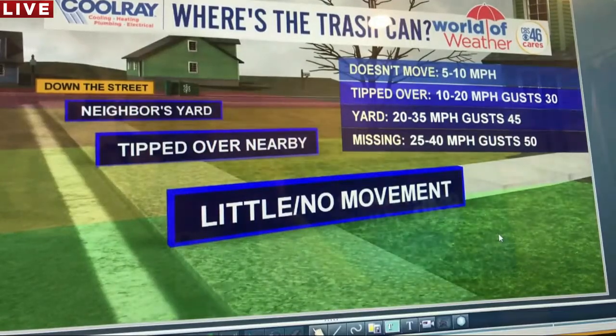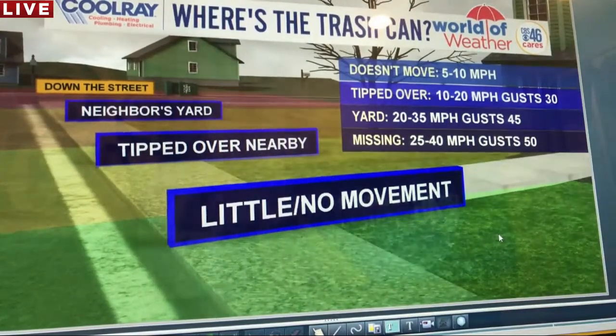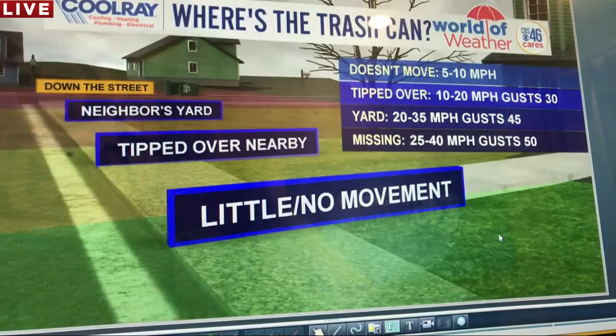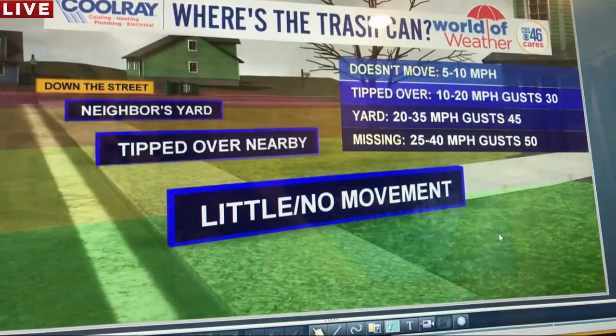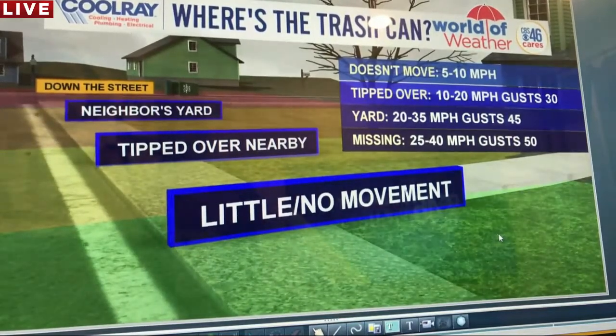Now, tomorrow, we are going to see those winds start to pick up a little bit. The winds tomorrow are going to be from the south at 10 to 15 miles an hour, but we are going to see some wind gusts up to 25 miles an hour. So in some of those wind gusts, an empty trash can may be tipped over. So when the storms come in, if they stay at about 20 to 30 miles an hour, it could be tipped over.